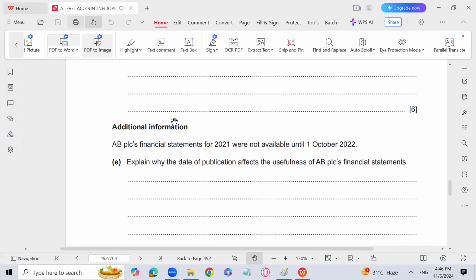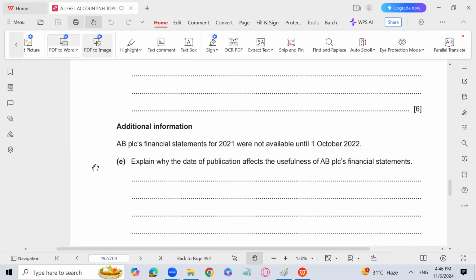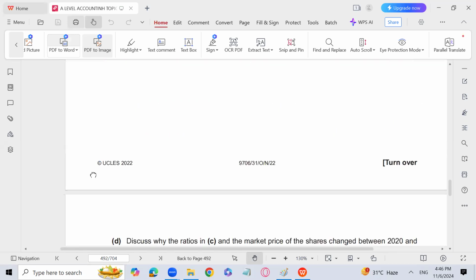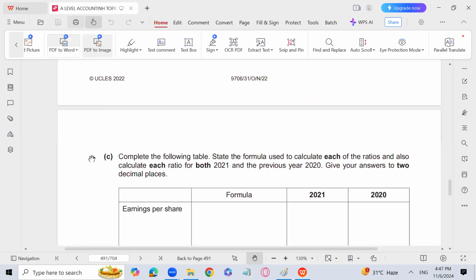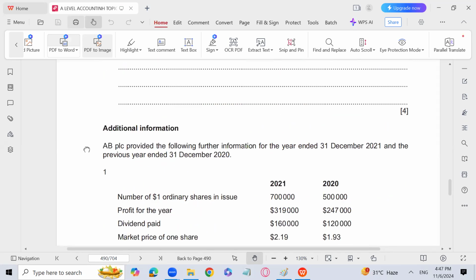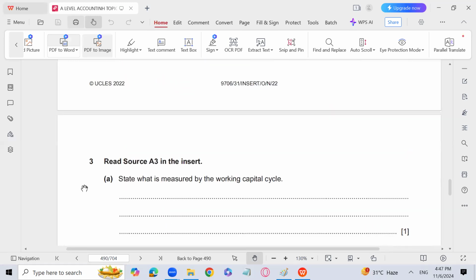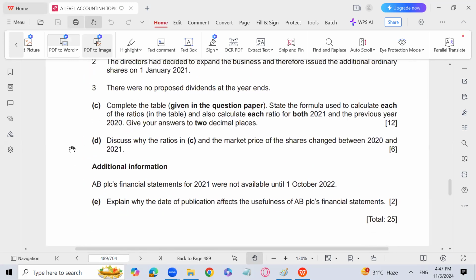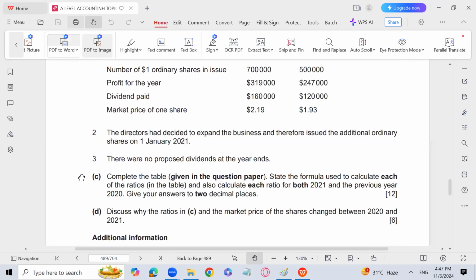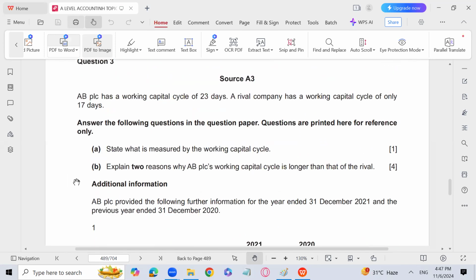Next: AB Public Limited Company financial statements for 2021 were not available until 1st October 2022. Explain how the date of publication affects the usefulness of the AB Public Limited Company financial statements. They are talking about notes to the accounts; when we study IAS, then we will discuss that also. So this is the completion of the chapter, but let me tell you about this. First we'll move ahead to why maybe it is given upside.